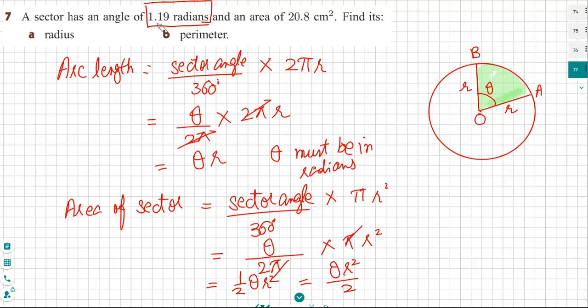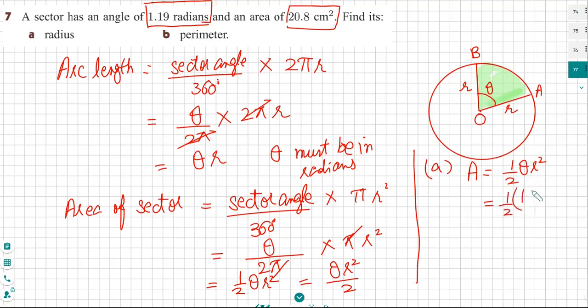In this question, we have a sector angle of 1.19 radians, and the area of the sector is also given as 20.8. We need the radius, so which formula should we use? Because the area is given, we should use the area of the sector formula. I'm doing part A here. Area of the sector is 1 over 2 theta r square. This formula is applicable when theta is in radians. So 1 over 2, theta is 1.19, r square as it is because r is unknown, and area is 20.8.